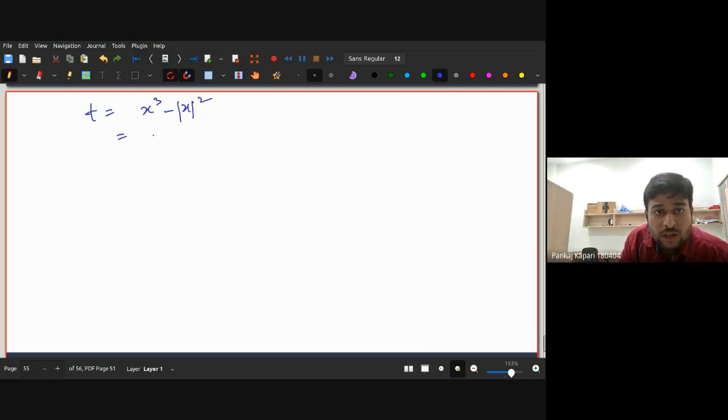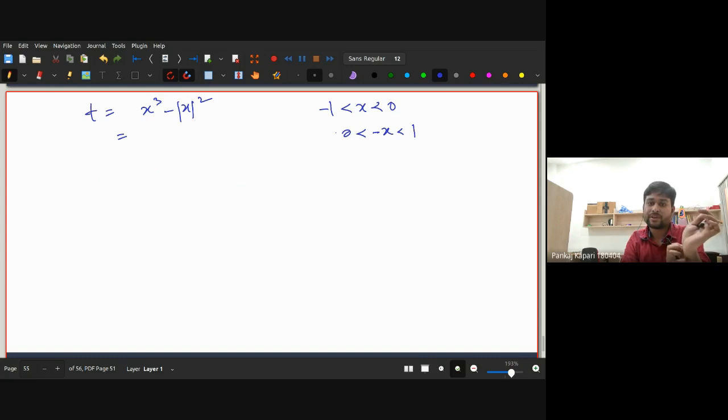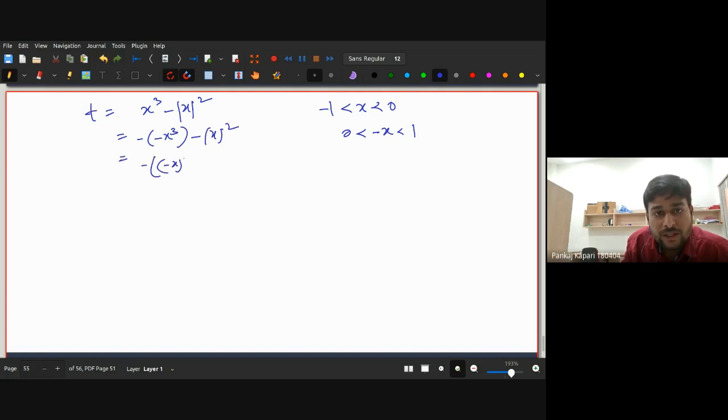So we are assuming that x lies between 0 and minus 1, so x is negative. So now x is negative, that means minus x becomes positive, right? Minus x lies between 0 and 1. So you can somehow write this as minus of minus x cube minus mod x square, and I think this will just complicate things.